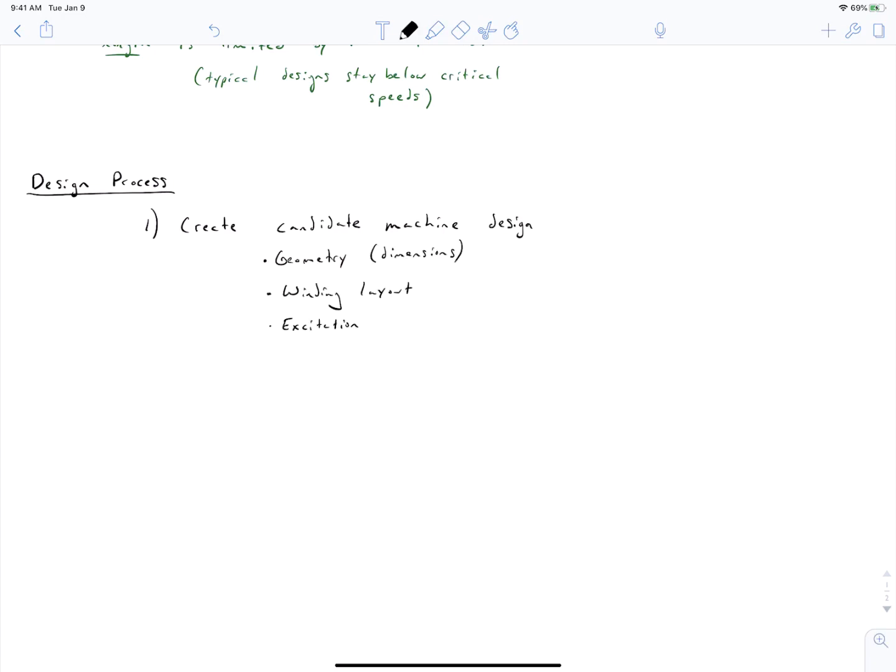So now I want to give an overview of the design process. And the first step in the design process is that we have to somehow create a candidate machine design. And what do I mean by that? Well, I mean we need to somehow determine what the geometry for the machine should be and what the dimensions of that geometry should be.